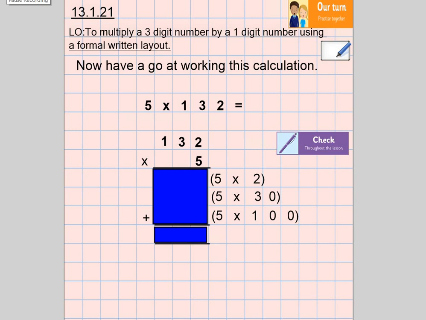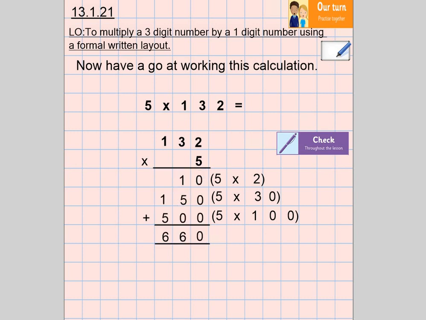Have a go at this one in your books on a piece of paper. 5 times 132. I've put the layout there so you can follow it. Have a go and then come back. How did you do? 132 partitions into 100, 30 and 2. 5 times 2 is 10, 5 times 30 is 150 and 5 times 100 is 500. You add them together and you get 660 as your answer. Well done.